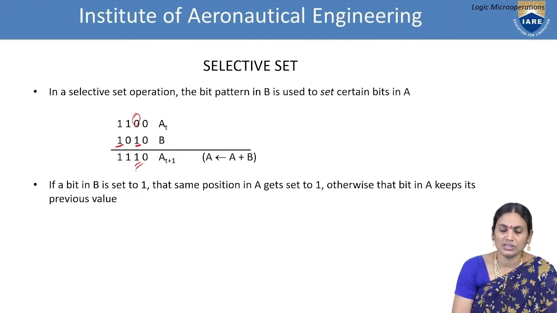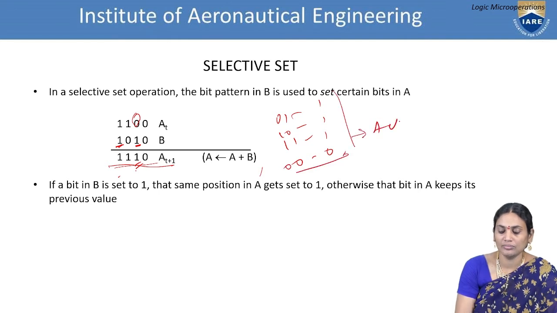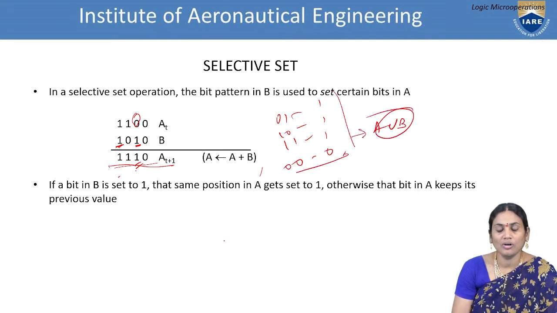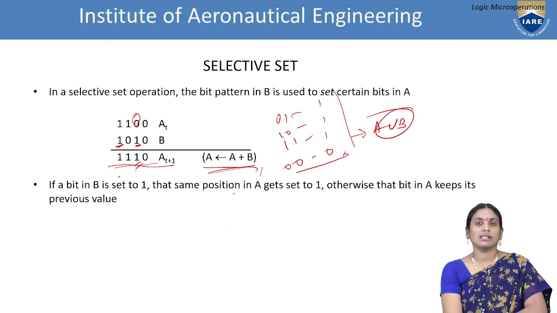Similarly, in the first section, this is 1 already available, so we will transfer it as it is. So this is the context of 1, 1, 1, 0. If any 1 is available, we find the output is 1, and the rest is all 0. So we have an OR gate. This is an OR operation which you are performing. This is called selective set.